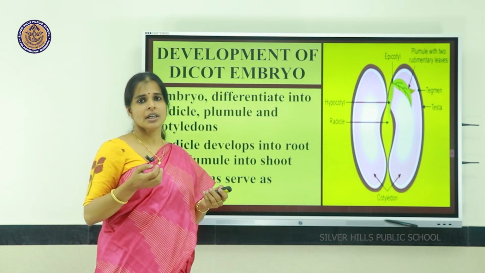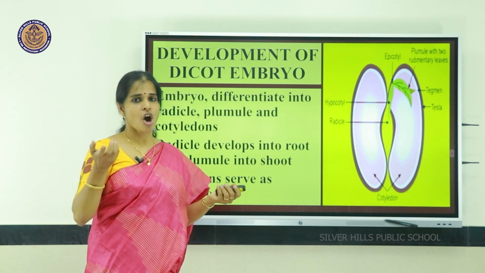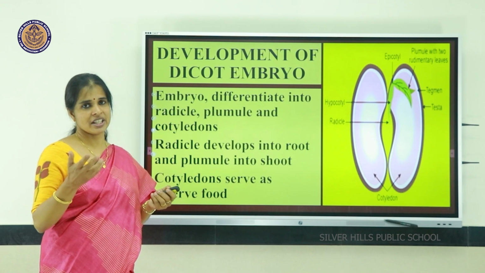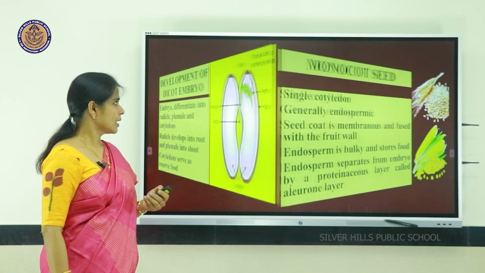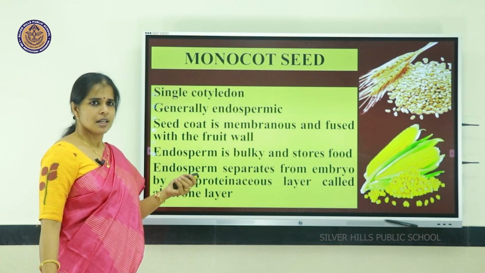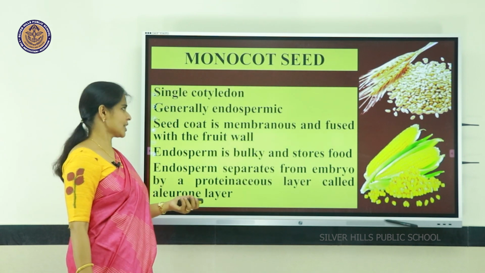The plumule further grows and develops into what? Stem, which bears all the rest of the lateral appendages, which we discussed in the previous video when we learnt about the stem. Now, one more type of seed is there, the monocot seed. The only difference here is a single cotyledon, whereas dicot has two cotyledons.